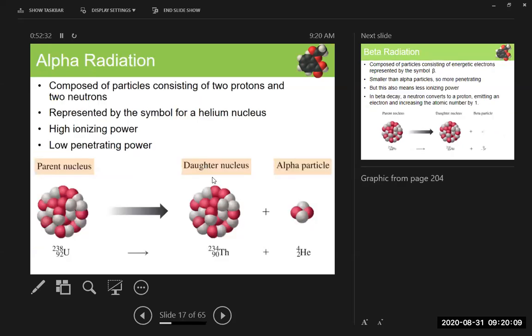Okay, let's just talk about these briefly. So alpha radiation is composed of particles consisting of 2 protons and 2 neutrons. And you see over there on the far right, it's usually represented by the helium nucleus. And once again, high ionizing power, low penetrating power.